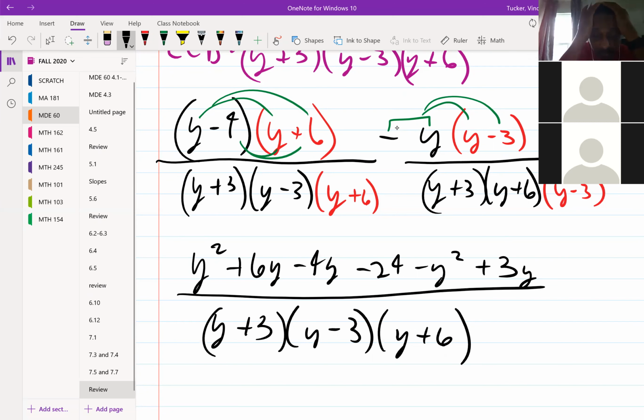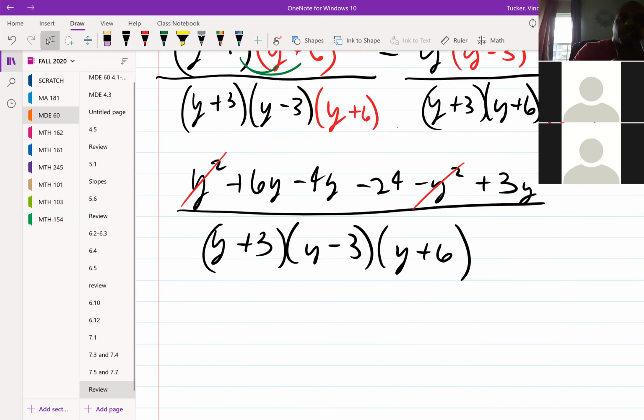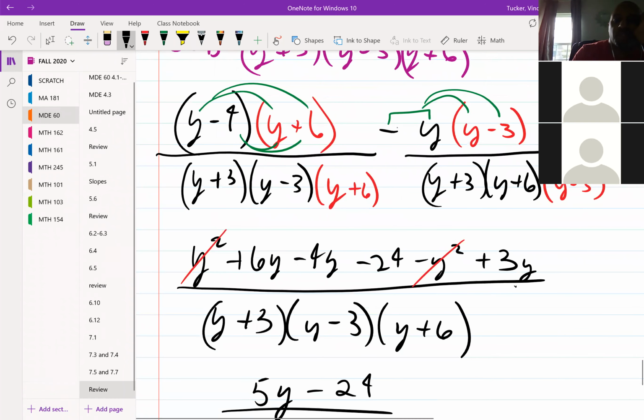Any problems so far? All right, combine your like terms. Once again, we see our leading terms cancel out for us. Y squared minus y squared cancels. That leaves me with 6y minus 4y, which is 2y, plus 3y, that'll be 5y. And that's just minus 24. I didn't leave off anything, right? Just making sure I'm good.